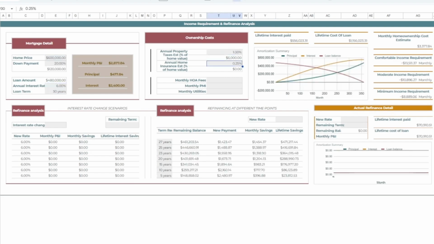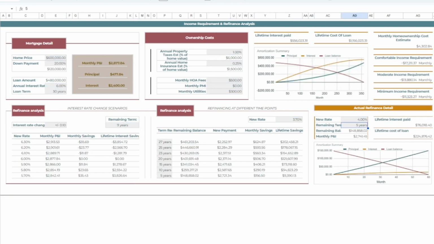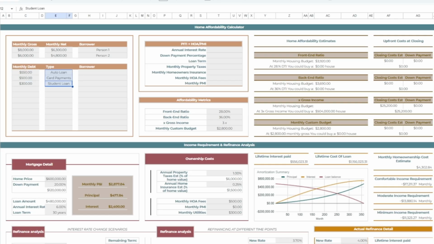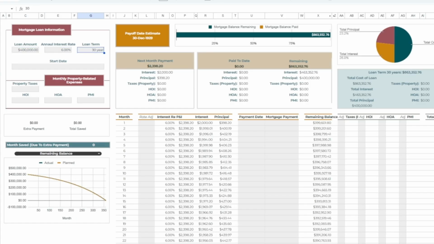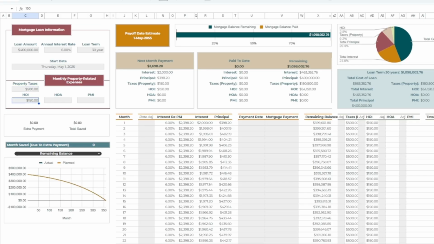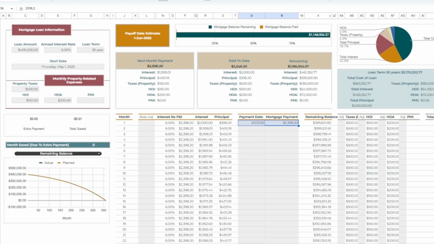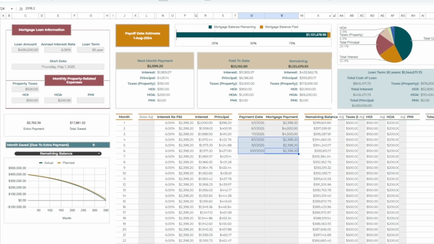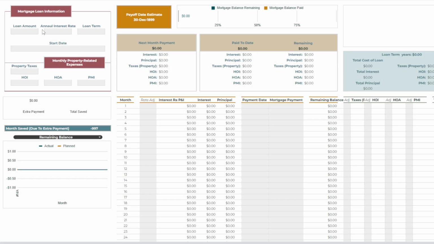In this video, I'm going to show you how to use this spreadsheet to generate a full amortization schedule, determine your home affordability, and evaluate whether refinancing makes sense at different points or interest rates. You will be able to adjust payment, rate, or expenses at any payment period and see the impact across the entire mortgage. Let's start in the top left section of the sheet.